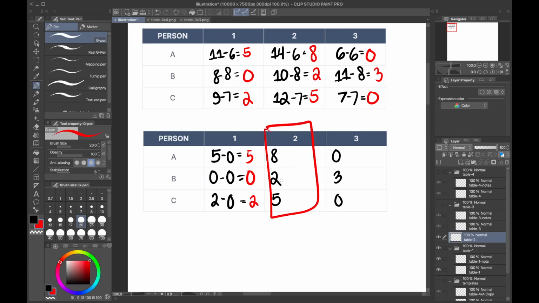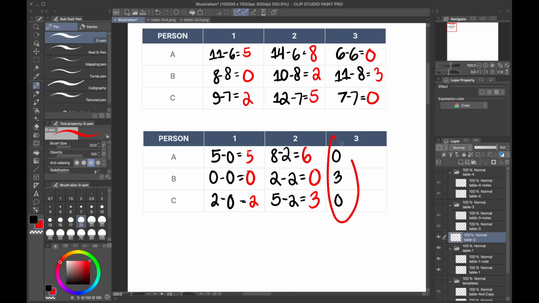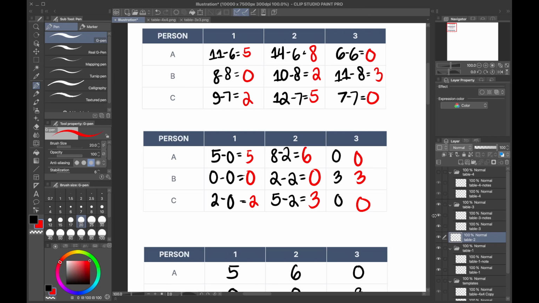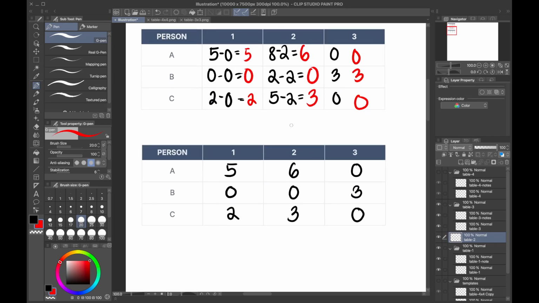Moving on to the next column, 2 is the smallest number. 8 minus 2 is 6. 2 minus itself is 0. And 5 minus 2 is 3. Then, since 0 is the smallest number in the last column, we simply retain the values. Now your resulting table would look like this.